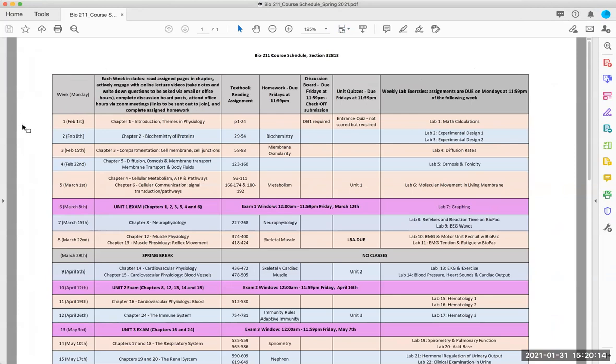So for example, our week 1, which we just reviewed, that week 1 module, is the introductory material. You're reading pages 1 through 24 of your textbook. You do have a discussion board post, and this is a requirement to be in the class. There is an entrance quiz, which is a requirement to remain enrolled in this class. Students who do not complete these assignments will be dropped off the roster so that a waitlist student can be added.